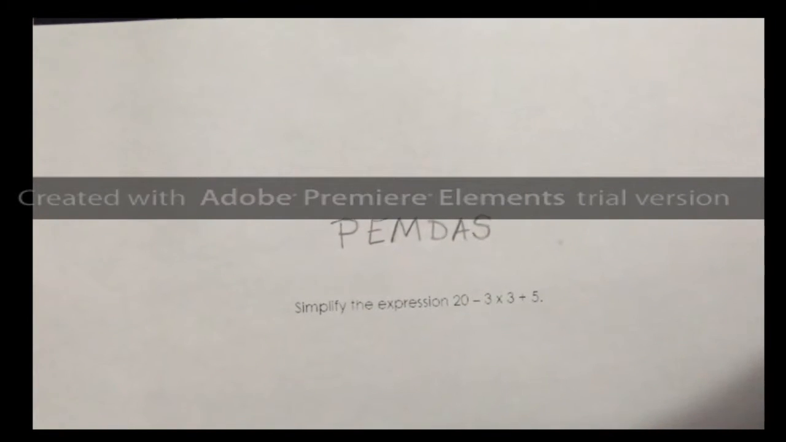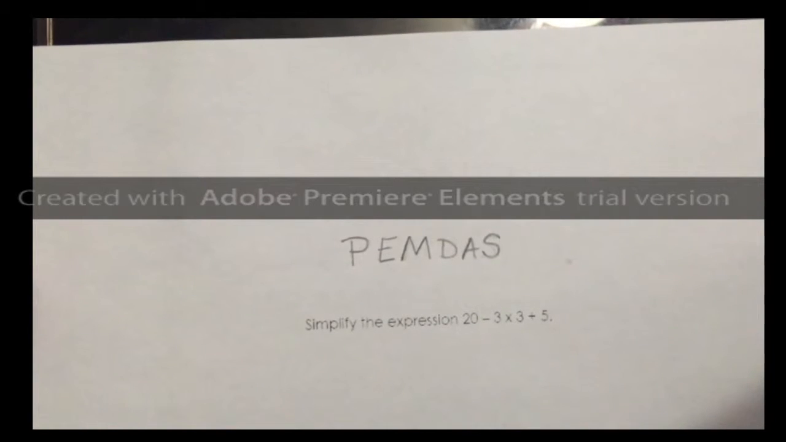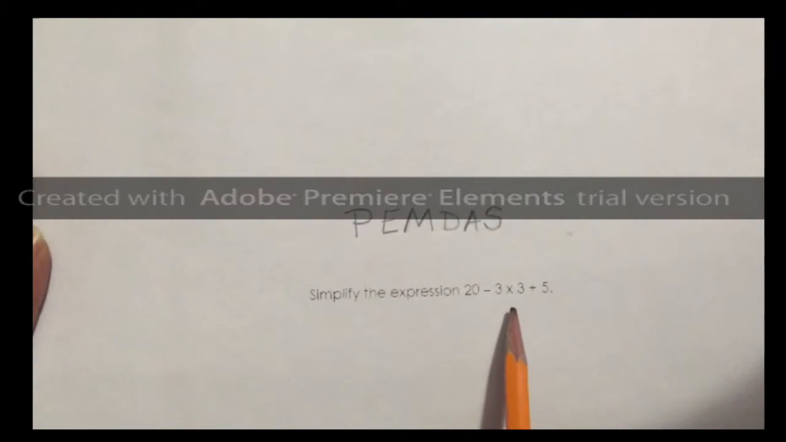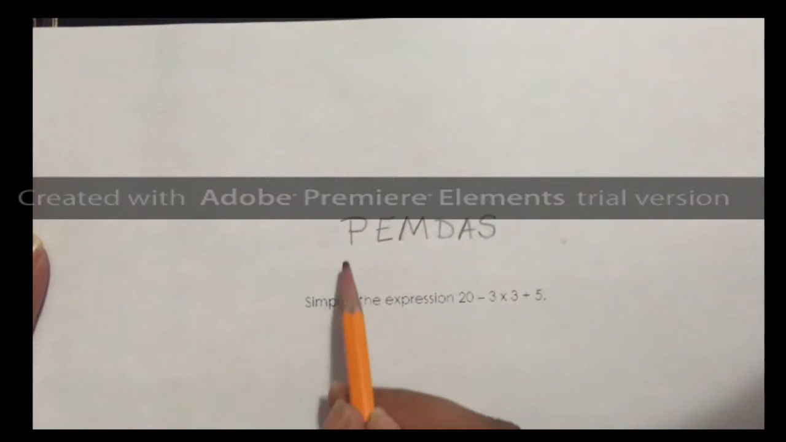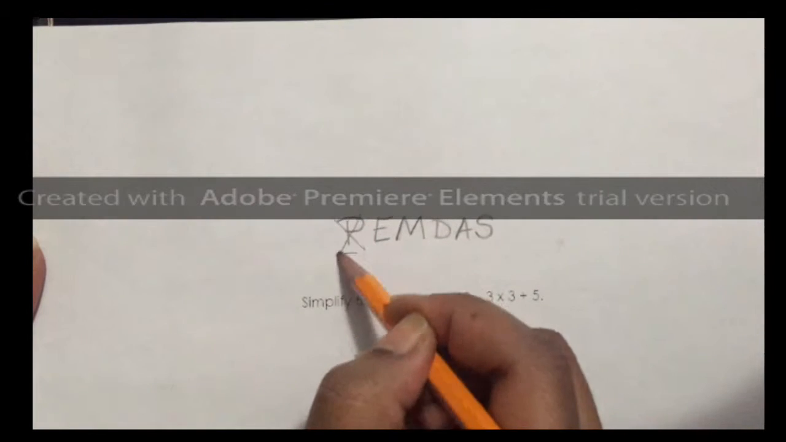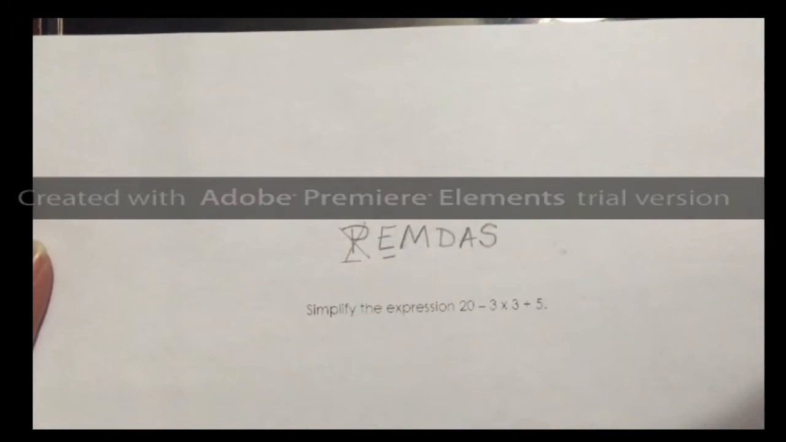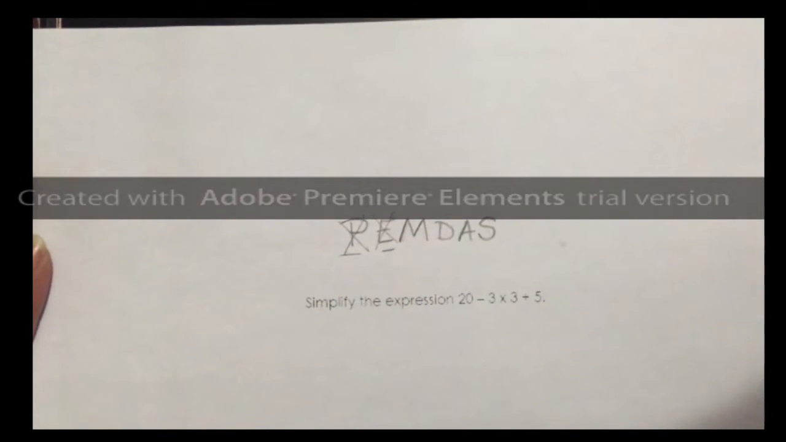Now let's use PEMDAS to solve an expression. Simplify the expression: 20 minus 3 times 3 plus 5. If we think about PEMDAS, we know we need to first look for parentheses. There are no parentheses. We need to look for exponents next. There are no exponents in this expression.